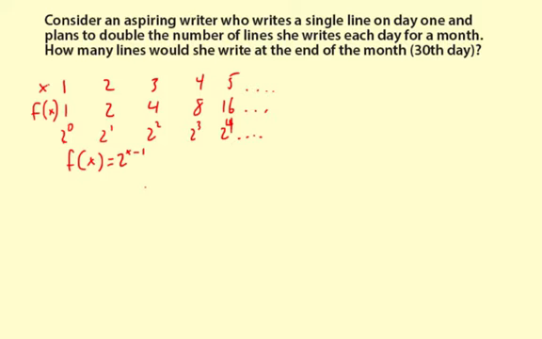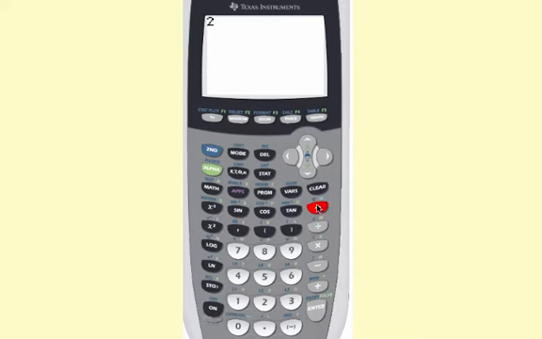So to answer the question, on the 30th day, we're going to do f of 30 equals 2 to the 30 minus 1 power, which is 2 to the 29th power. So let's go to the calculator. 2 to the 29th power. Okay, so that looks like 536,870,912. I'm just going to round that to 537 million.